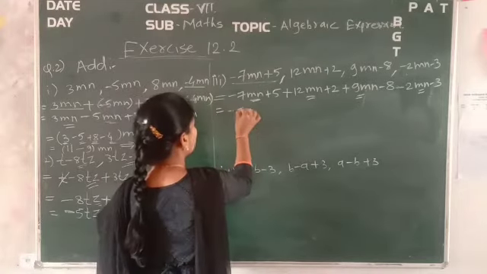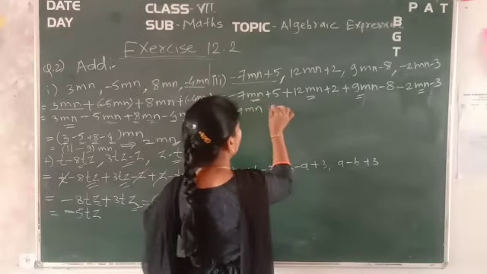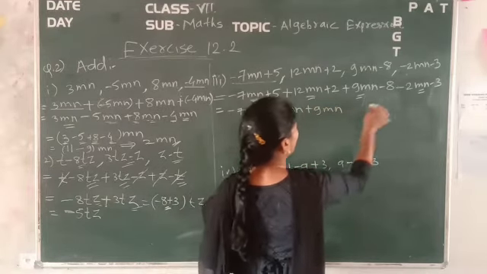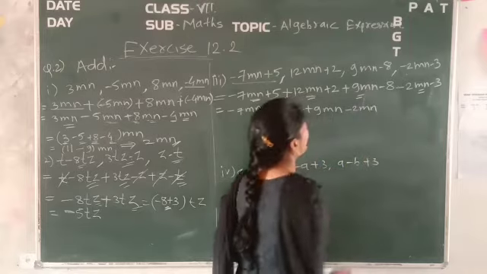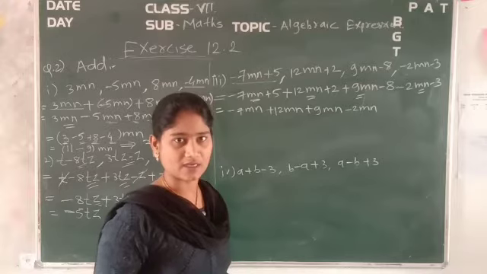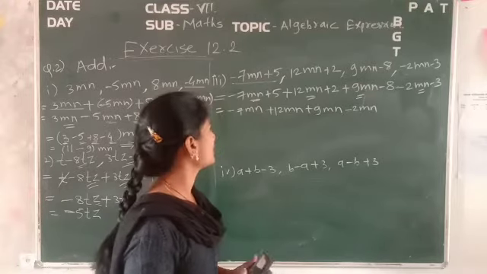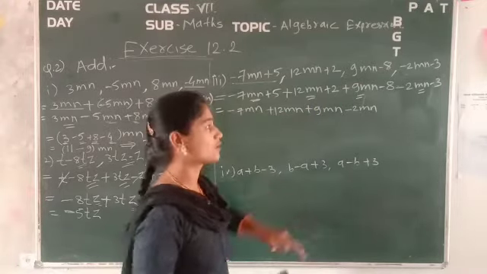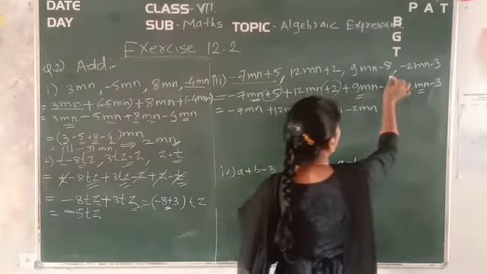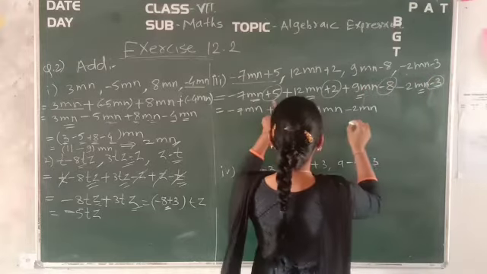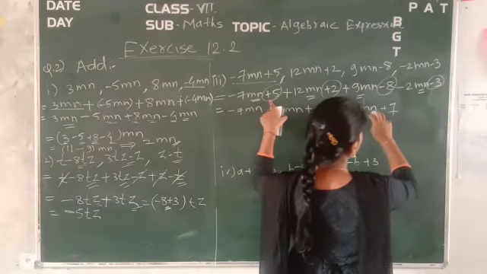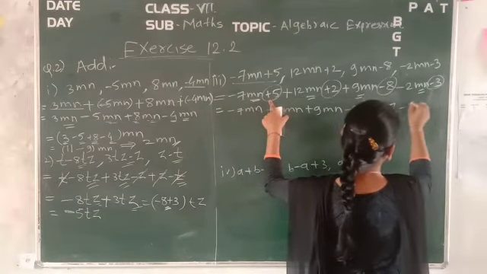So take it common: minus 7Mn, here plus 12Mn, here plus 9Mn, minus 2Mn. So we have taken the variable terms towards each other, that is, the terms having variable Mn. Now what is remaining? Constant terms. So take the constant terms towards each other, that is plus 5, plus 2, minus 8 and minus 3. Plus 5 plus 2 is plus 7. Then 8, 9, 10, 11, so minus 11 is here.